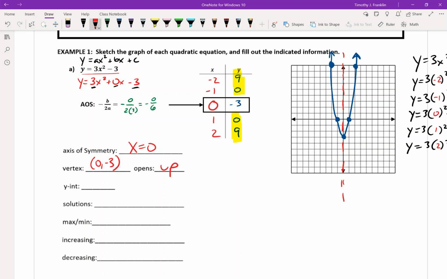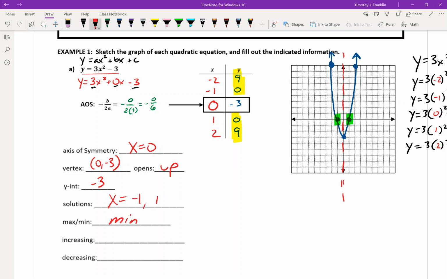This graph opens up, which we knew by the positive a value. The y-intercept, this is just where the graph crosses the y-axis. It happened to be negative 3 on the vertex point. It won't always be the vertex, but this one happened to be. Our solutions, remember, are the x-intercepts, and we did find those in our initial graph. And those are where it crosses the x-axis. Here and here are solutions. So that would be x equals negative 1 and positive 1. This vertex point is a minimum. It's the lowest point on the graph.